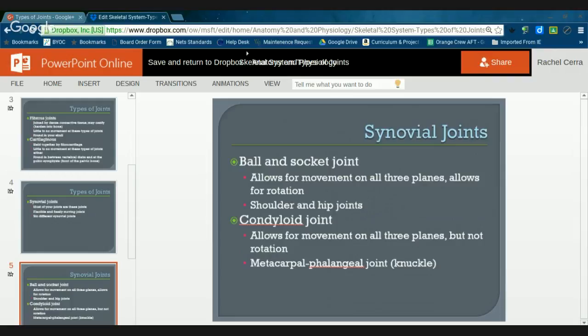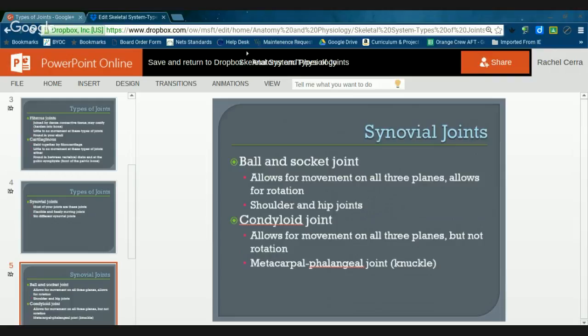You're only going to find these in two locations. You're going to find them at your shoulder, where your humerus meets your scapula, your shoulder bone, and you're also going to find it where your femur meets your pelvic bone. So the femur and the humerus are the ball, and then the scapula and the pelvic bone provide that socket part where the ball portion of the joint is going to be able to rotate.